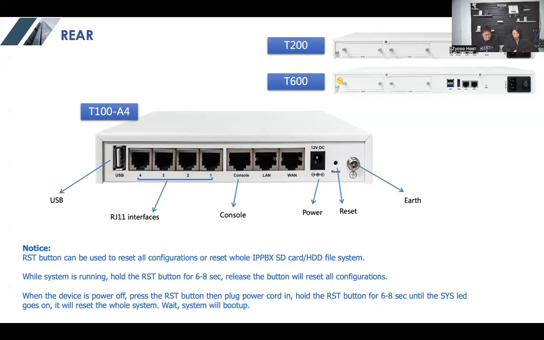There will be 2 scenario cases here. The first one is when your PBX is running and you press the reset button and hold for around 6 seconds, then release the button. Then the light on the front will be flashing, and the PBX will start to reset the full system. When you are resetting the full system, it will erase everything on the PBX.